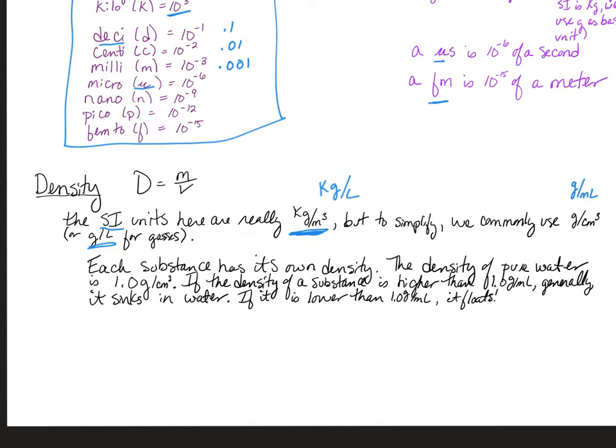So each substance has its own density. And the density of pure water is about like 1 gram per centimeter cubed, which is really, really nice because that means that we can sort of look at everything in comparison to water, and that's something called specific density or specific gravity, and we'll talk about that in just a little bit. But if the density of something is higher than that 1 gram per milliliter, generally it's going to sink to the bottom of water. And if it's lower than 1 gram per milliliter, it floats. I might show you another video of that pretty soon.